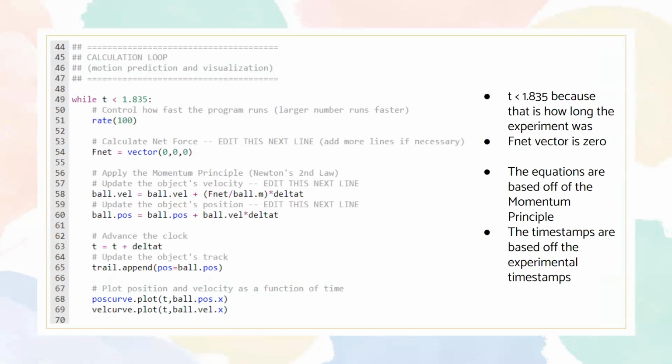Here's just the continuation of the computation. Since it took 1.835 seconds for the cart to move across the video, that's what I used for the time for the computational model. And of course, Fnet vector is 0, 0, 0, because Fnet is 0 in this experiment. And then you can see the momentum principle here being used to develop the graph and the data points through the computation. And then to advance the clock, the timestamps are based off the experimental timestamps.